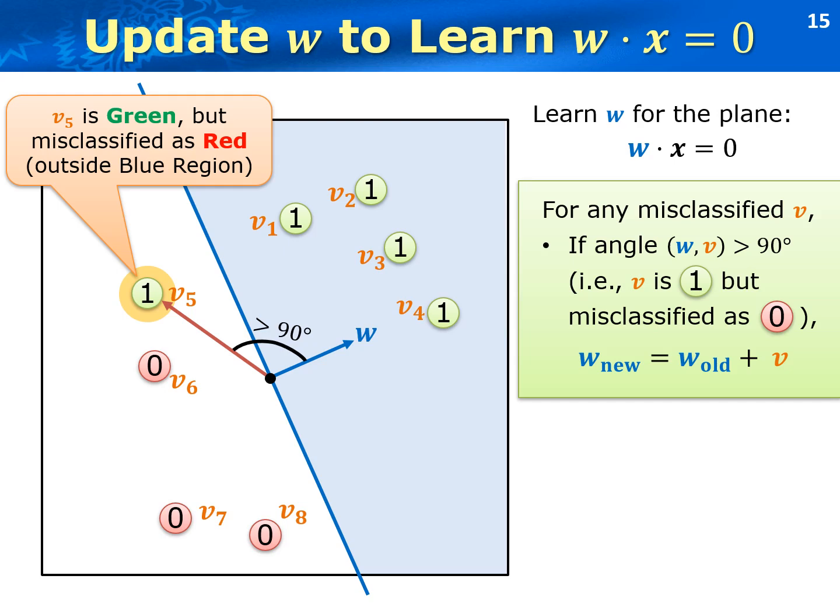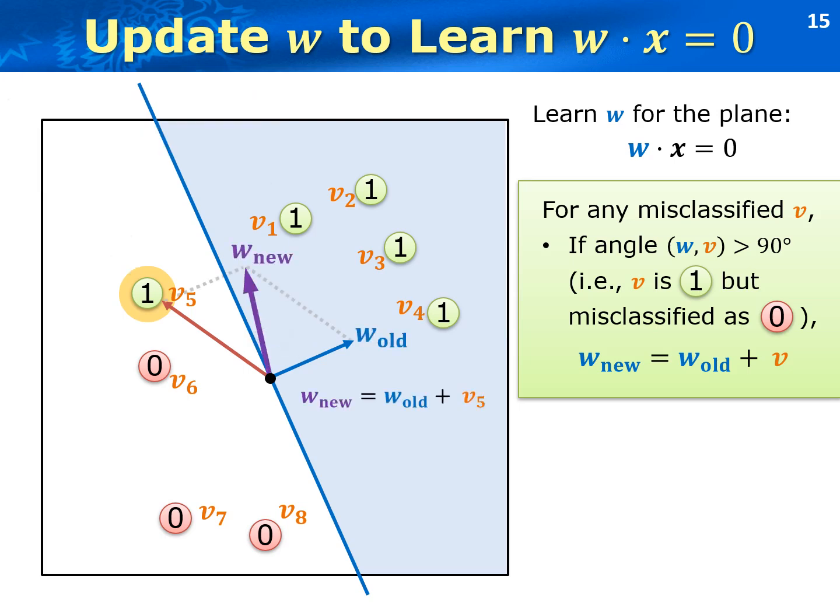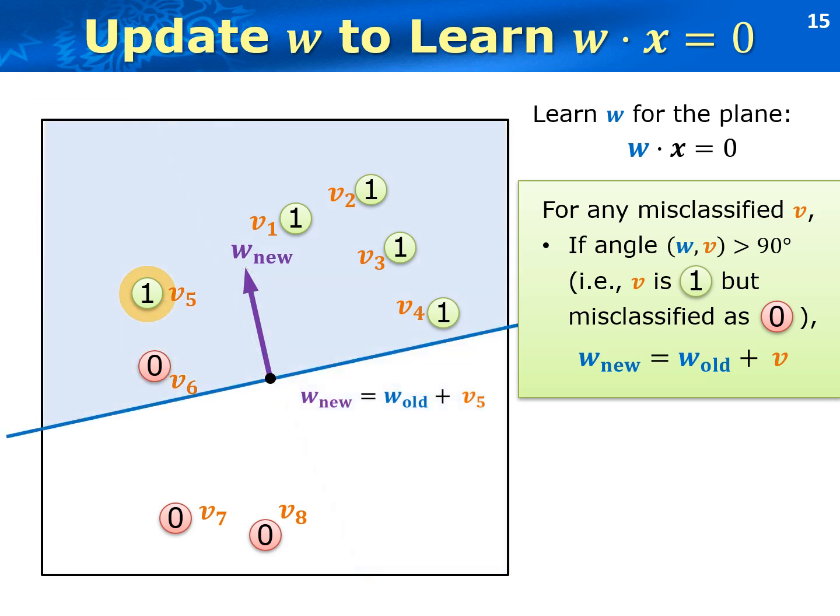In this example, to update W, we add the current W and the V5 together, which produces a new vector W in purple color. We then rotate the plane to make the line perpendicular to the purple vector. After rotation, we see that all the green points are inside the blue region. However, there is another red point, V6, whose value is 0 but is misclassified as positive in the blue region.